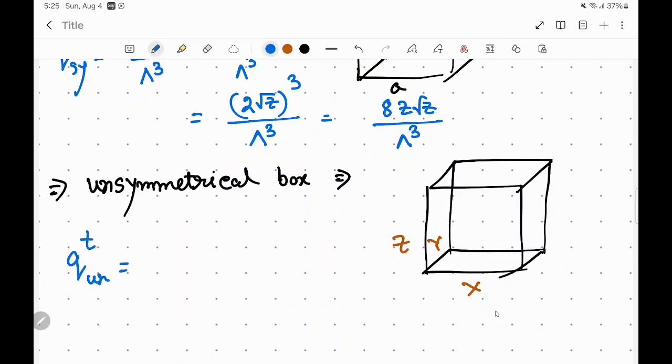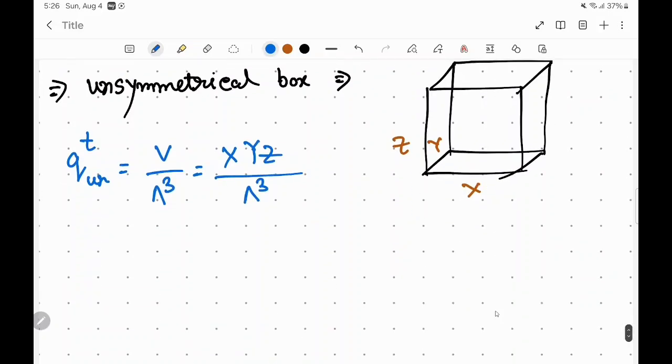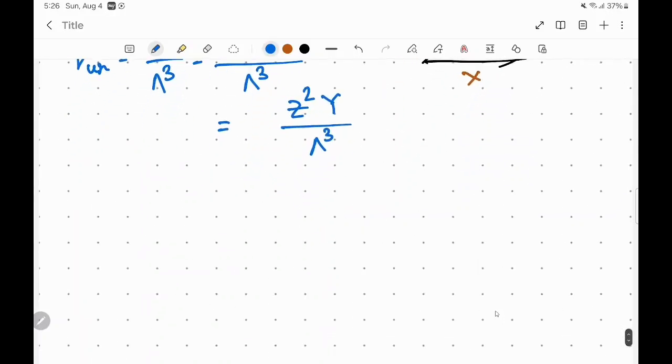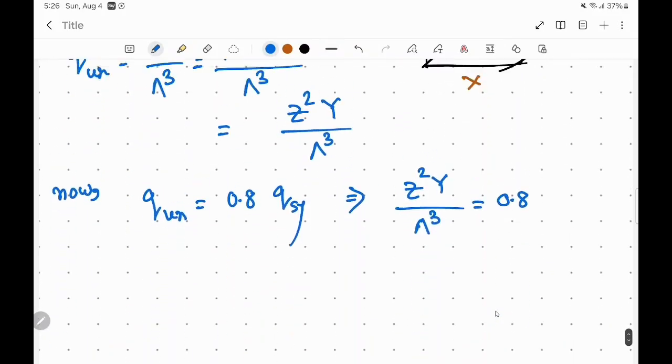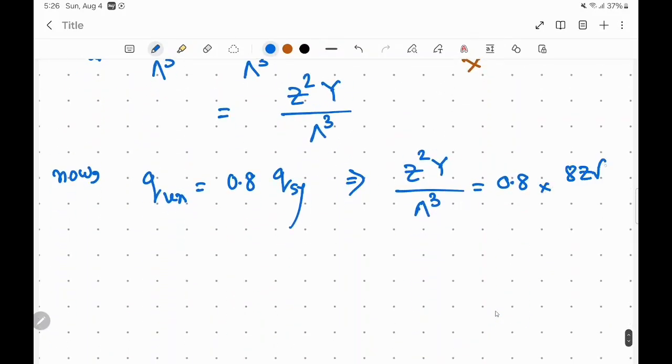That will be again V by lambda cube. So V here is X, Y, Z divided by lambda cube. So X and Z are the same. So Z square Y divided by lambda cube. Now you know what is given, that Q unsymmetrical equals 0.8 into Q symmetrical. So Q unsymmetrical is z square y divided by lambda cube, and Q symmetrical is 8 z root z divided by lambda cube. So lambda cube will not be there essentially.